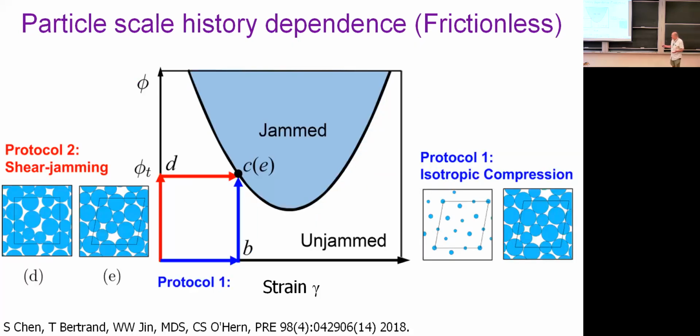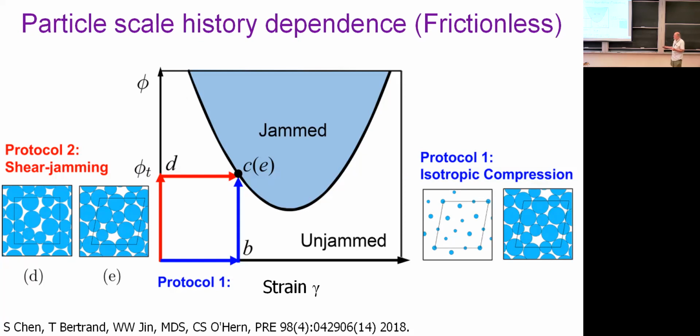Okay, so to test this out very carefully, we think of 2 protocols. So here's an idealized phi strain diagram. Here's a state. Inside here we're jammed, outside here we're unjammed. So we have 2 protocols. One is we jam, we compress, and then we shear, and that brings us to a jam point. This is the so-called shear jamming way of doing things.